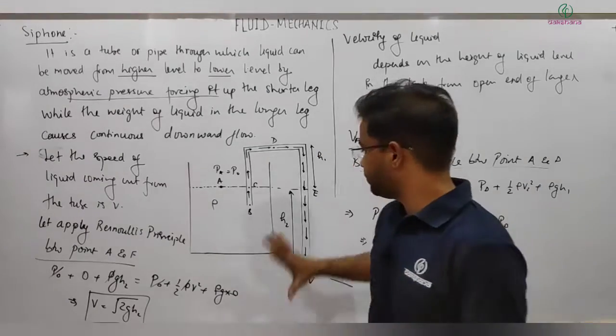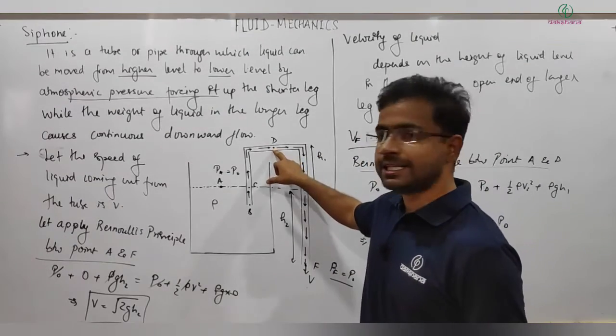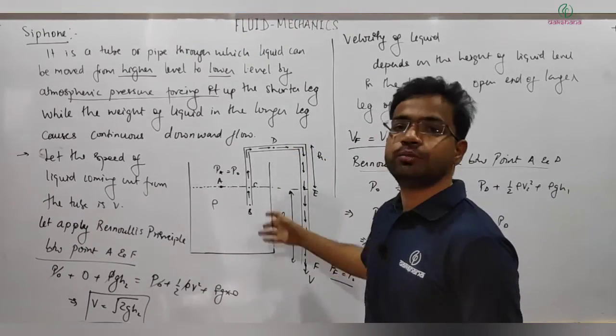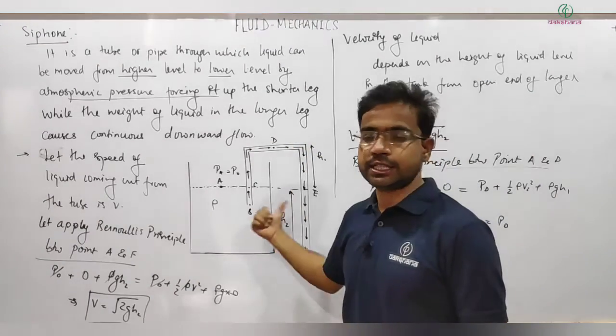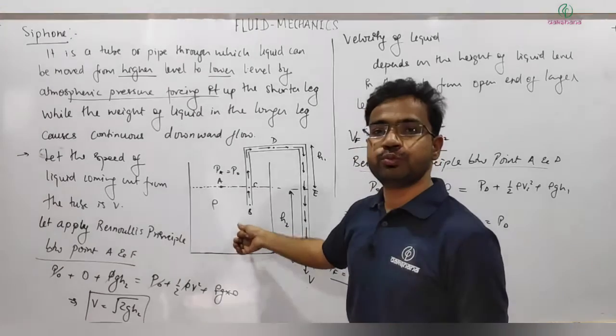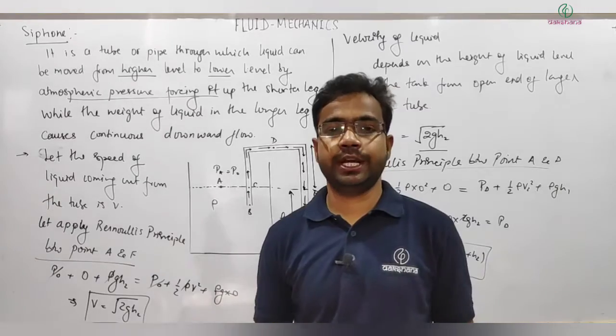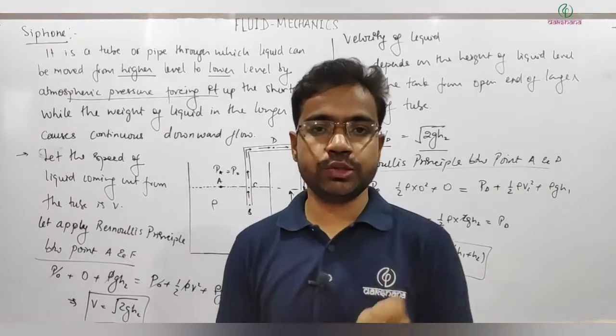So simple thing, the low pressure here pulls the liquid up, and then the weight of this liquid in this tube is pulling it continuously downward, and that causes the liquid to move from the higher level to the lower level without any pump, without any external work. Initially you need to start it.